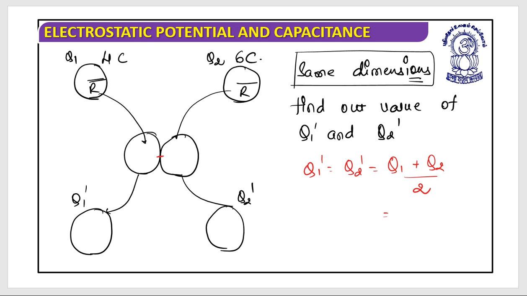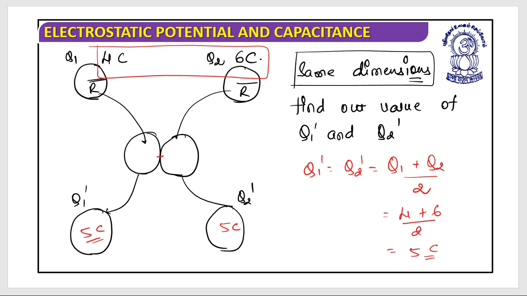So that is equal to 4 plus 6 divided by 2, and this would be equal to 5 coulomb. So charge q2 dash should be 5 coulomb, and charge q1 dash should be 5 coulomb. Look here, the total charge of the system has been conserved. I am talking about the system, and here q1 and q2 altogether make my system. So the total charge would be 4 plus 6, it's 10. Again q1 dash and q2 dash would be 10 coulomb. I hope these things are clear.